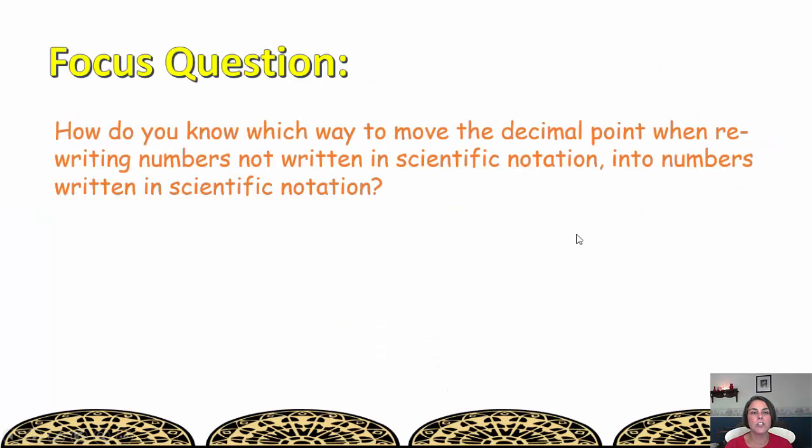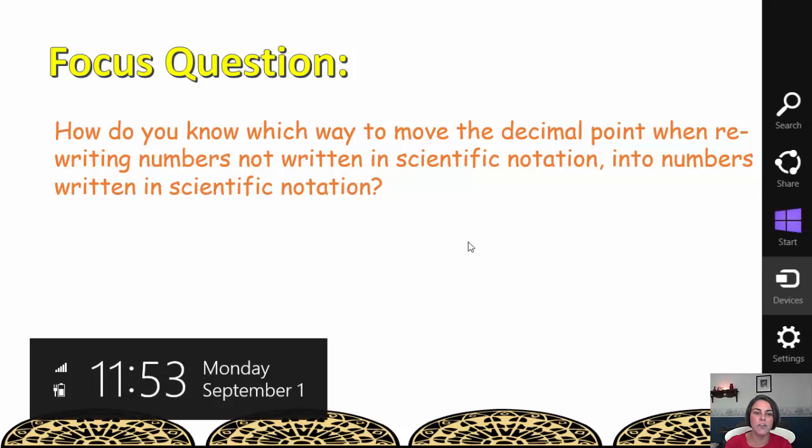Okay, tonight's focus question. How do you know which way to move the decimal point when rewriting numbers not in scientific notation into numbers written in scientific notation? So you have to decide, how do you know what way to move that decimal point?